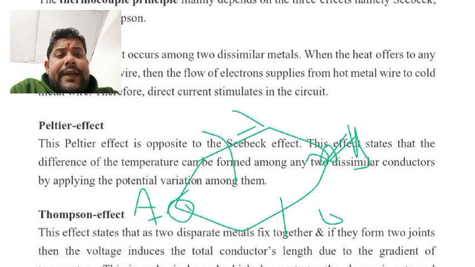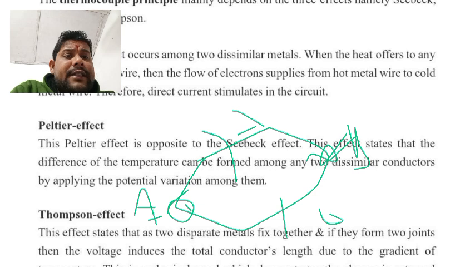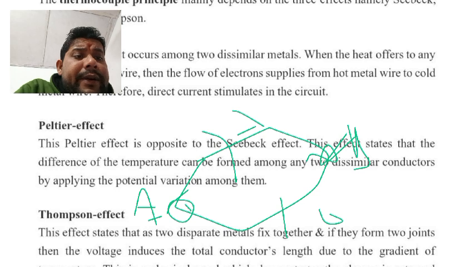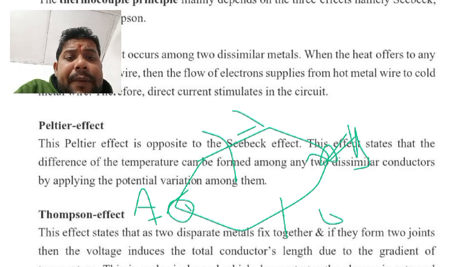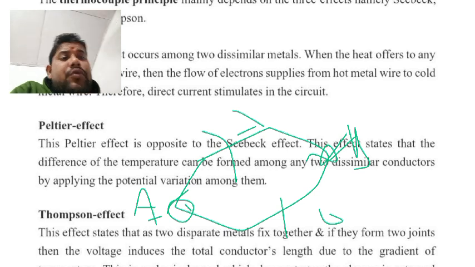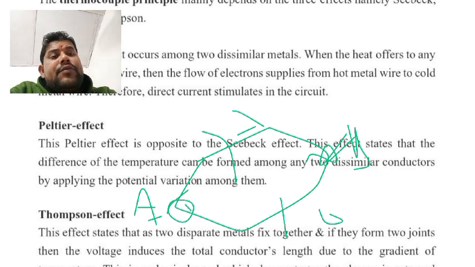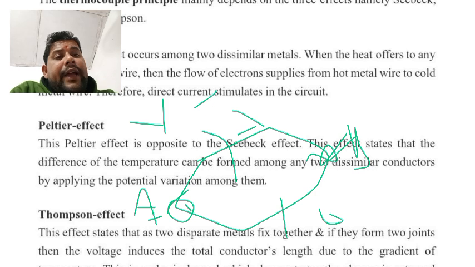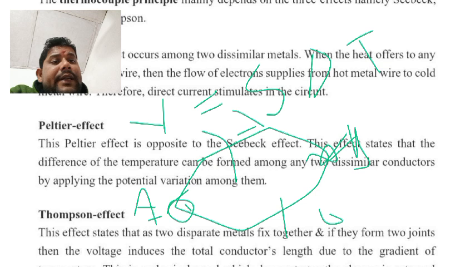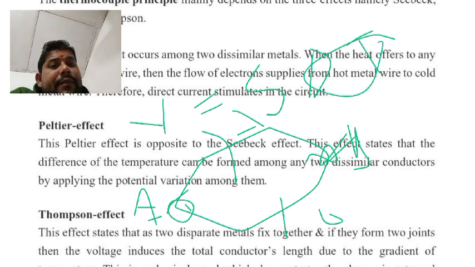The effect is that the difference in temperature between junction one and junction two, the junctions of any two dissimilar metal conductors, applies a potential variation, that's why it creates the potential difference. So we write that the potential difference V equals S into delta T, where S is the sensitivity factor and delta T is the change in temperature. That's why when the temperature changes, it creates the voltage.